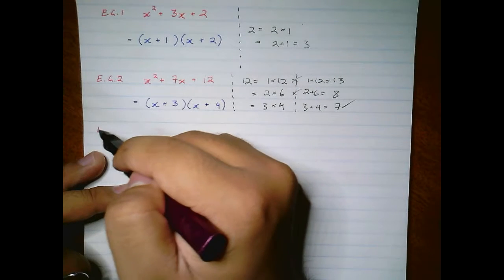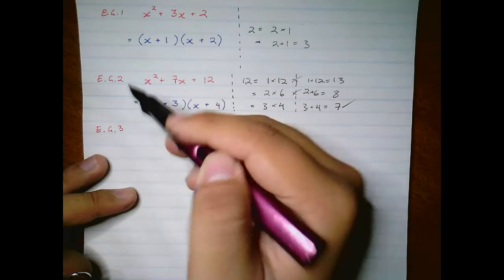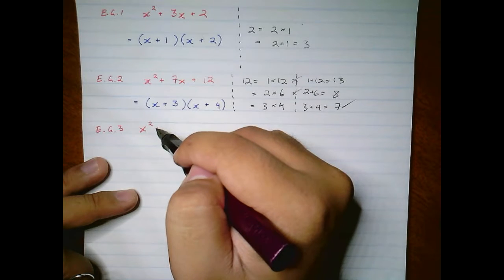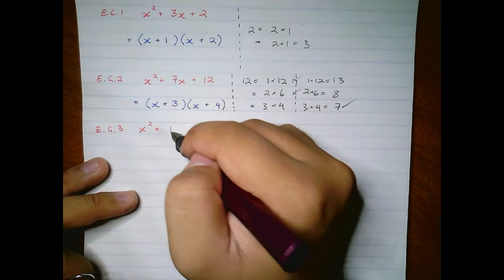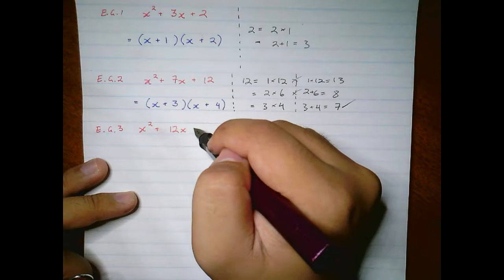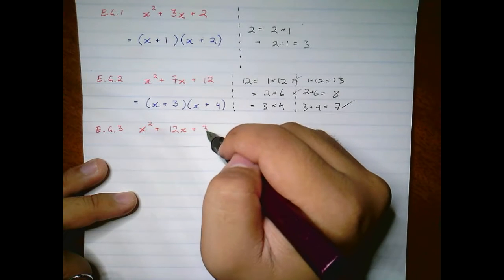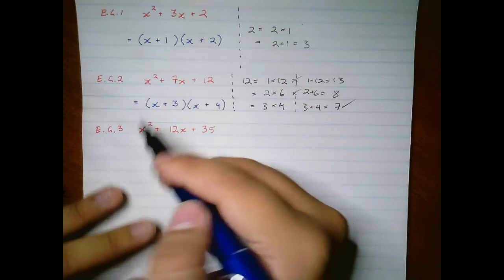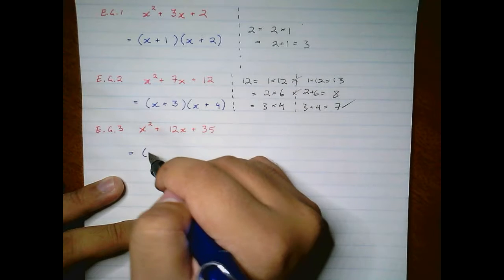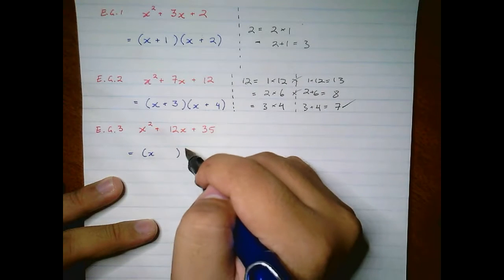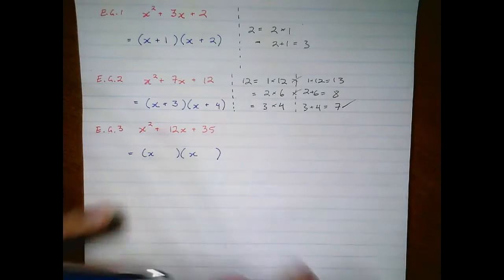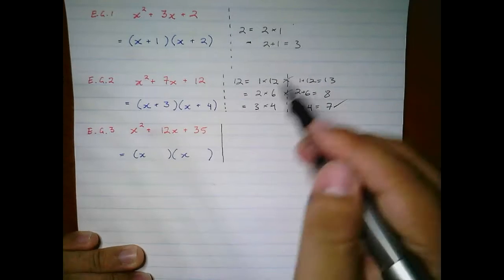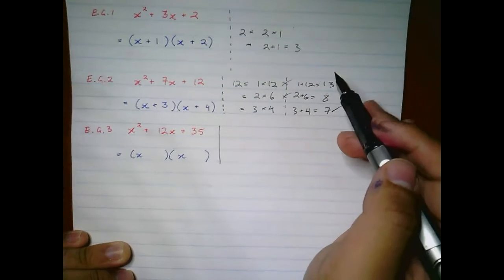Example 3. We'll have it as x squared plus 12x plus 35. Once again, we know it's going to factorize into something like this, x and x. And just off to the side now, I'm just going to start listing the factors of 35.